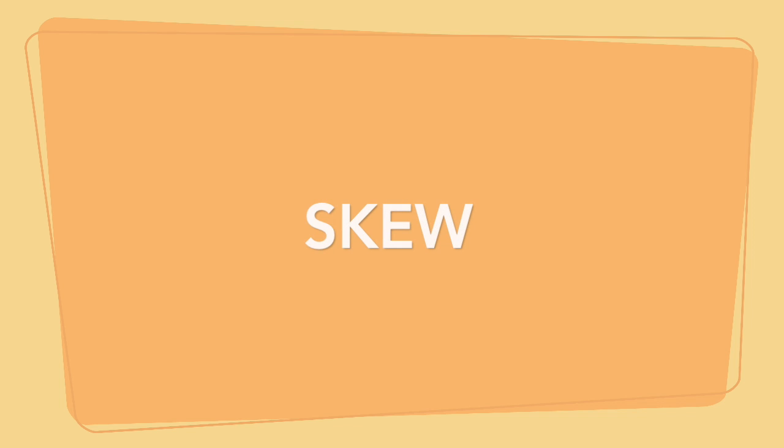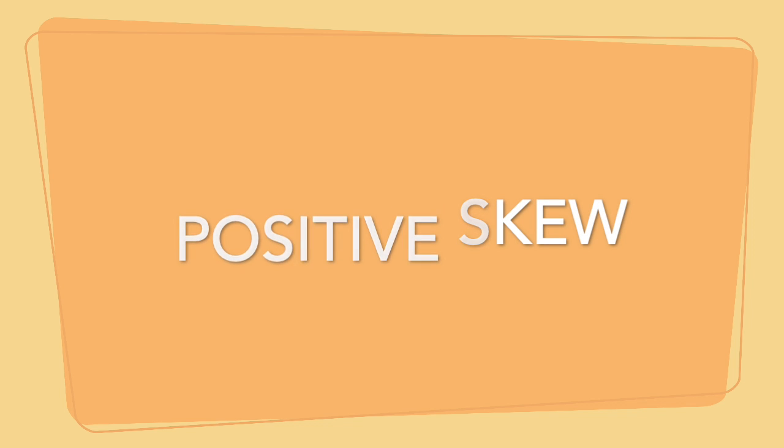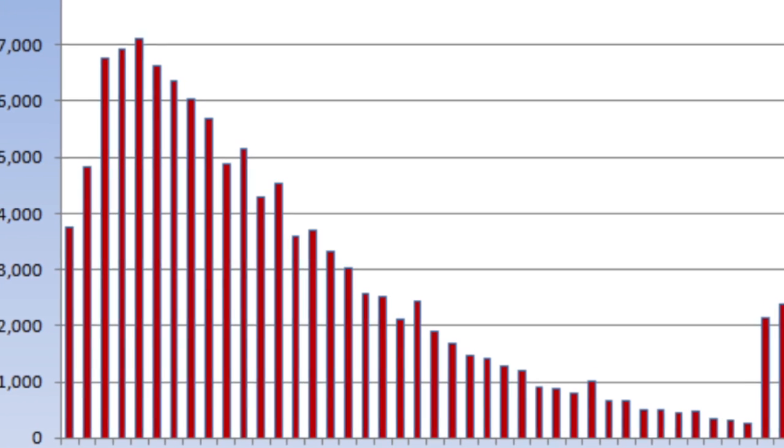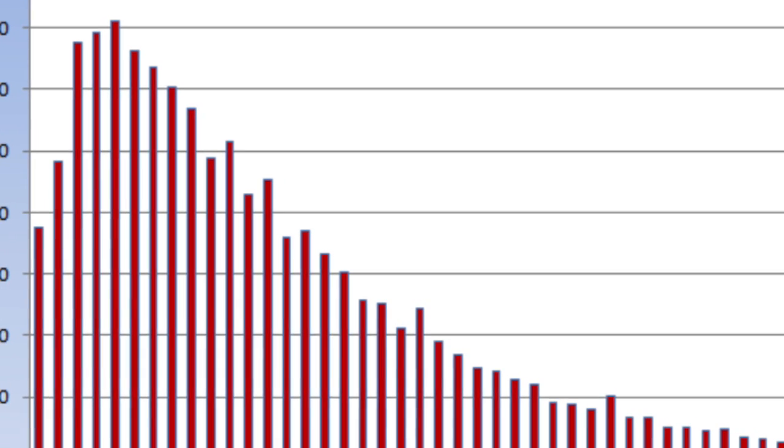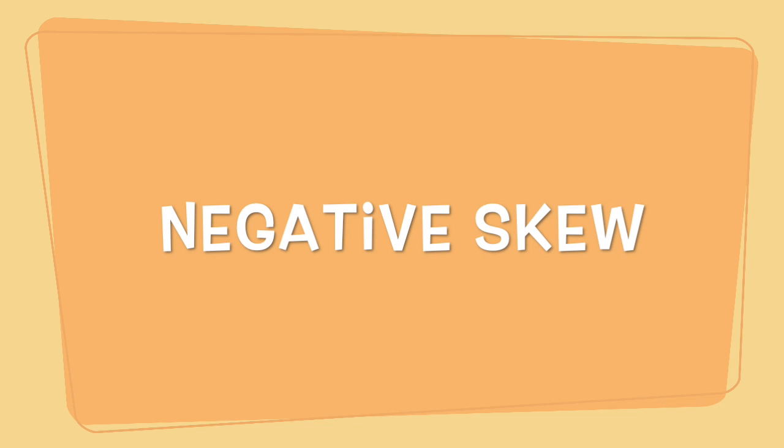Skew is where most of the scores pile up on one side of a graph, which can include positive and negative distributions, also known as positive and negative skews. Positive skew is when most of the scores or data line up on the left side of a graph. An example of a positive skew can be income.